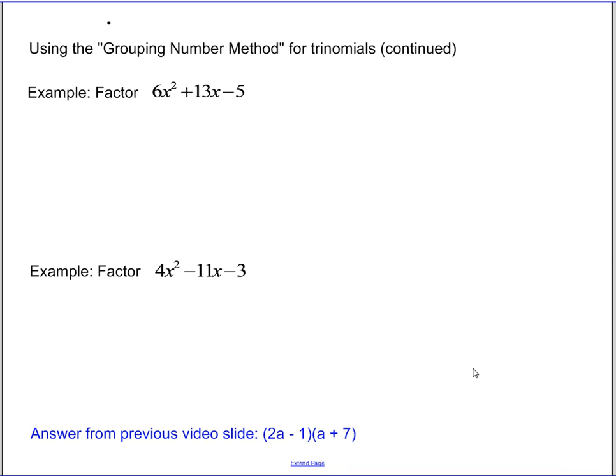Okay, if you did it correctly from the last video, you'll recognize that our factorization should have been 2a minus 1 times a plus 7.